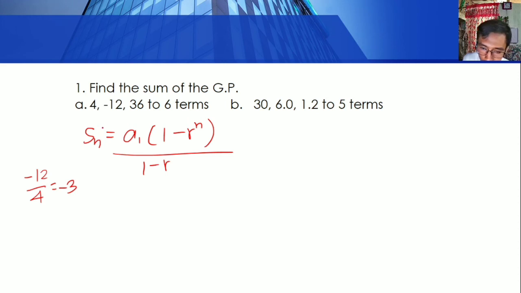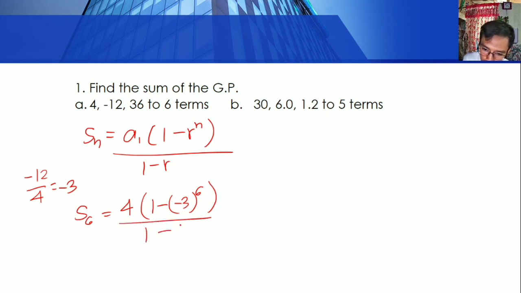So, makukuha na natin yung sum of the n terms ng 6 terms. So, S sub 6 is equal to A1, yung 4, times 1 minus the common ratio, negative 3, raised to n. So, 6 over 1 minus negative 3. S sub 6 is equal to negative 728.